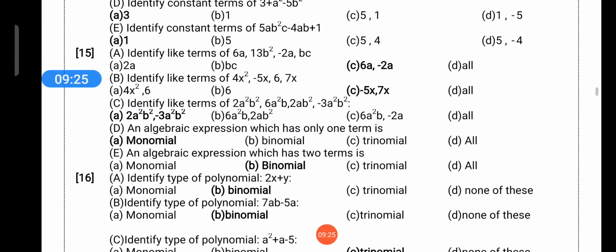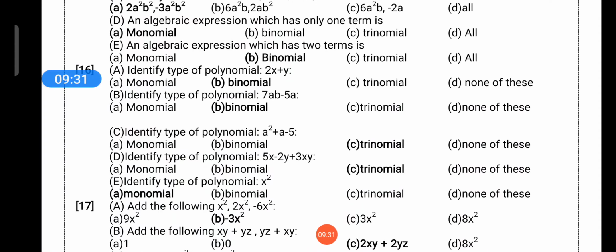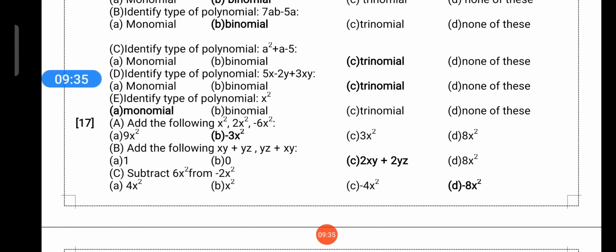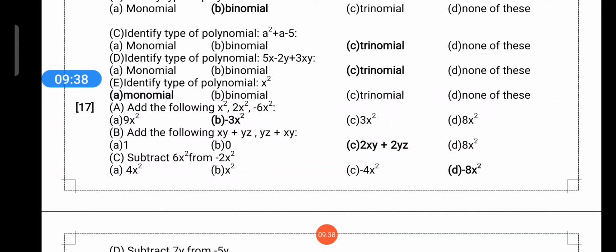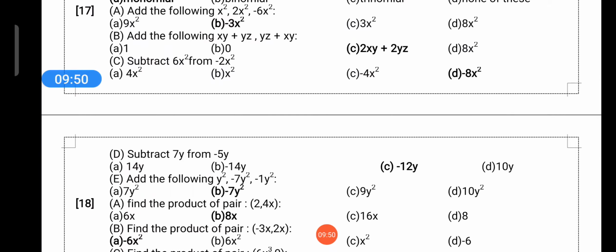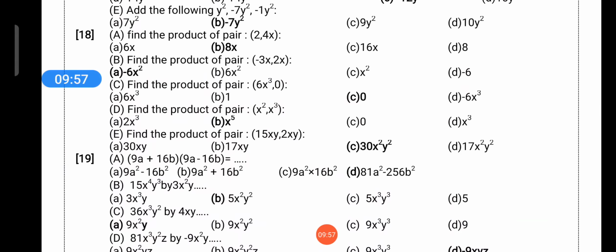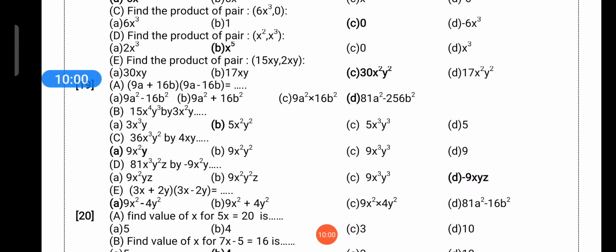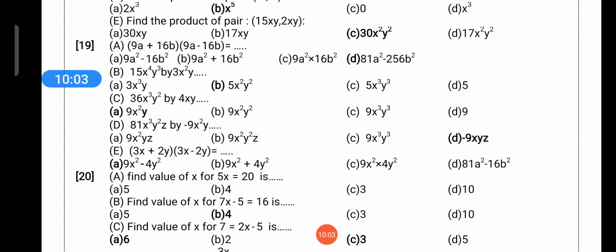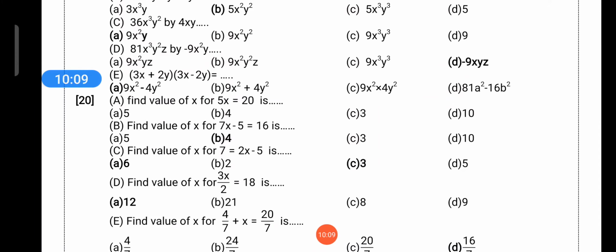Even question 15 also, all answers are there. There is no correction in that. 16 also, all answers are there. 17, in that also all questions and their answers are there. There is no correction in that. Question 18, all answers are correct only, so you have to prepare. Question number 19, all answers are there. Okay, and come to question number 20.